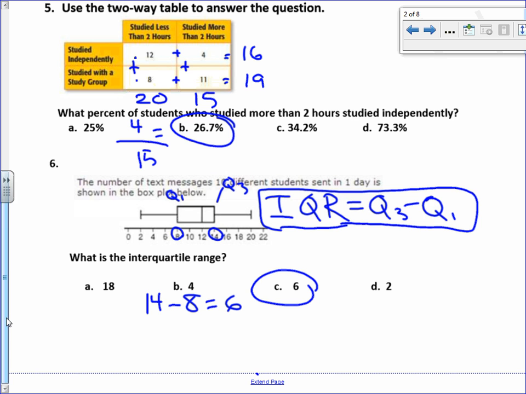So then I had to look at my box and whisker plot. So that was nice that we had that so we didn't have to really do any work. I just identify my Q3 here. That's 14. My Q1 is 8. 14 minus 8 is 16.